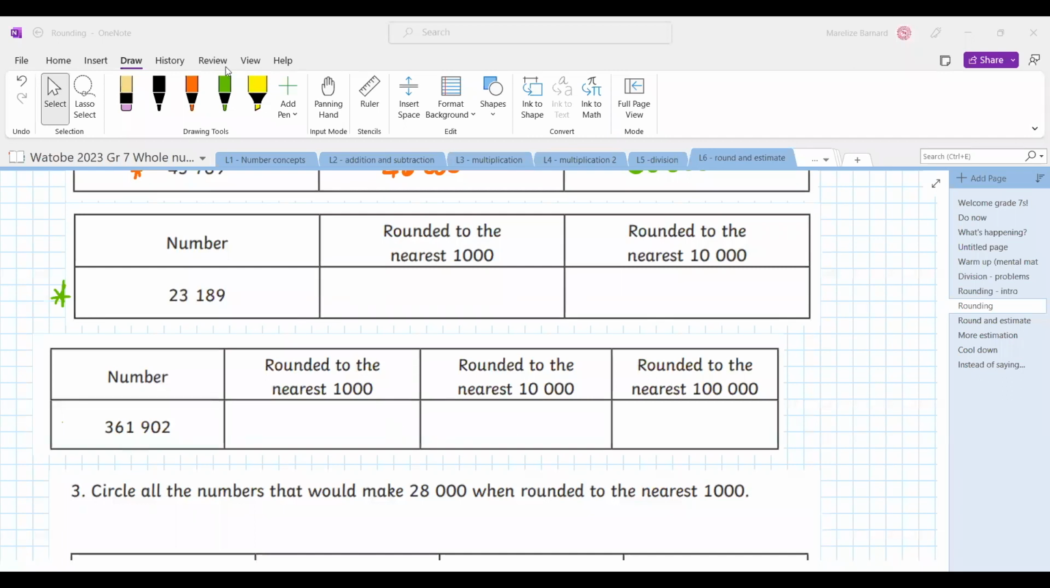Okay, so let's see. You can give me the answer for 23,189, rounded to the nearest thousand. Pop it in the chat. Let me see.